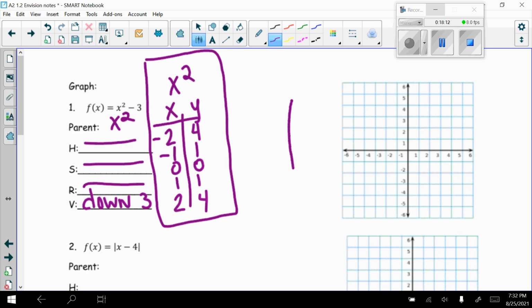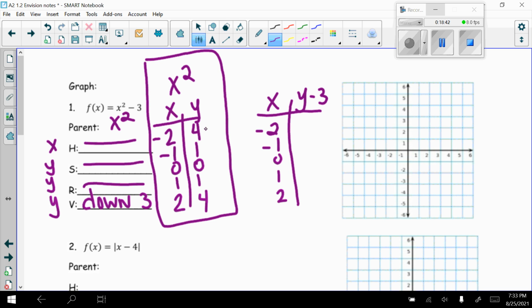So now I'm going to make a new XY table with my HSRVs. H affects my X, right? Everything else affects Y. I did not have any X change, so all of my X's stay the same. So I'm going to have the exact same X's as I did in my parent: -2, -1, 0, 1, and 2. The only thing that I had that affected Y was down 3. So I'm going to take my Y and subtract 3 from it. So all of these Y's in my parent, I'm going to subtract 3.